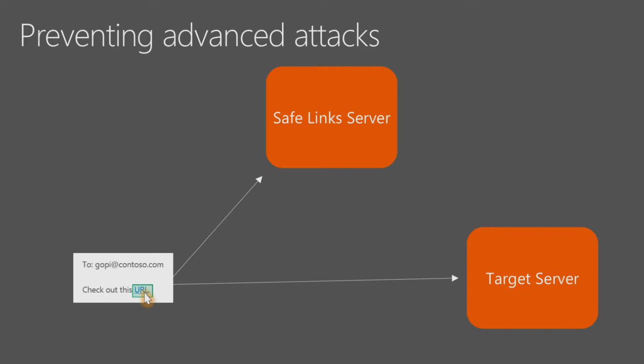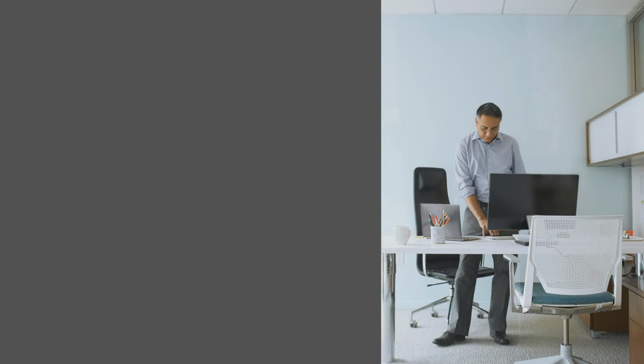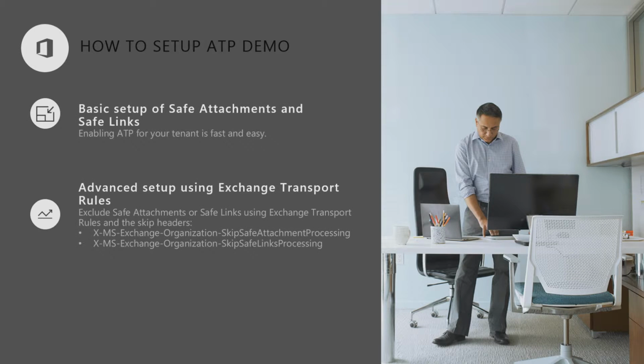So if the link looks good, then a redirect happens, and they're taken seamlessly to the target server. So those are the two features that make up advanced threat protection. But really what I wanted to spend time with today is showing you how to set it up.